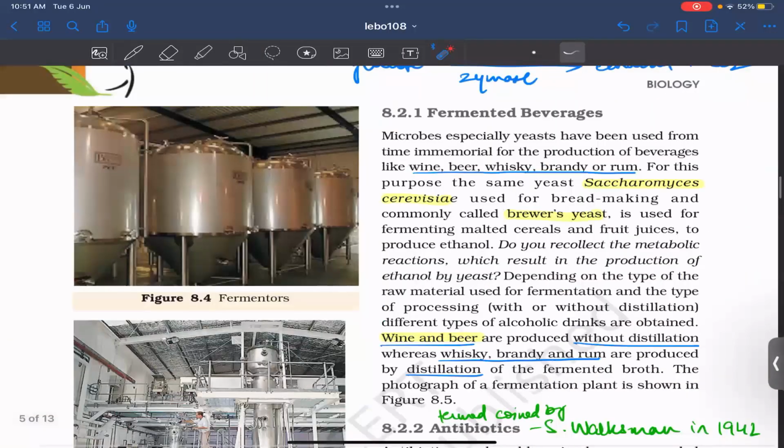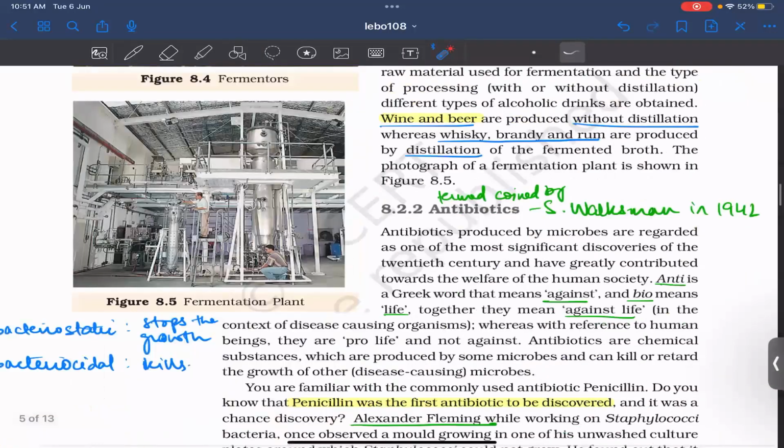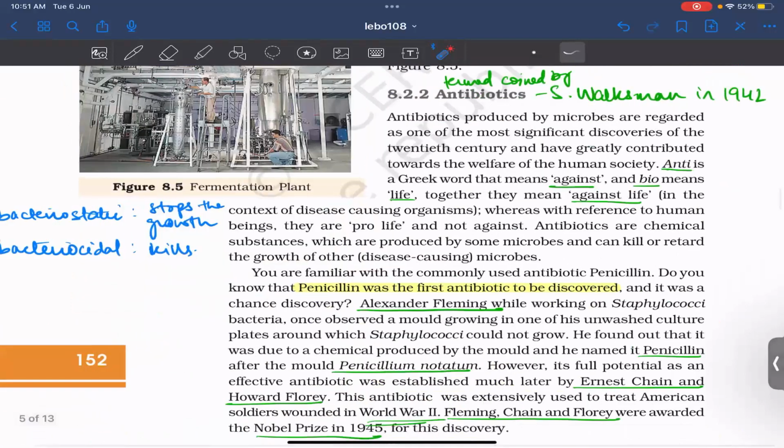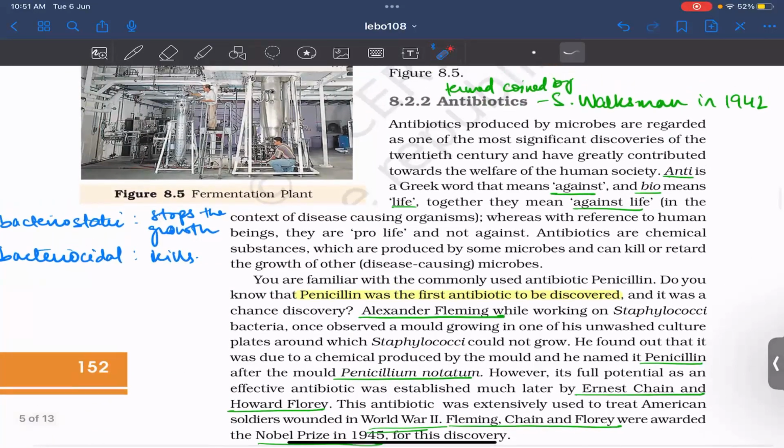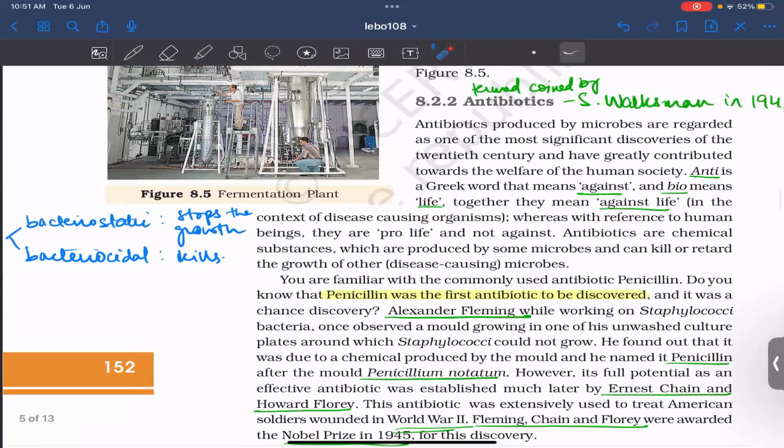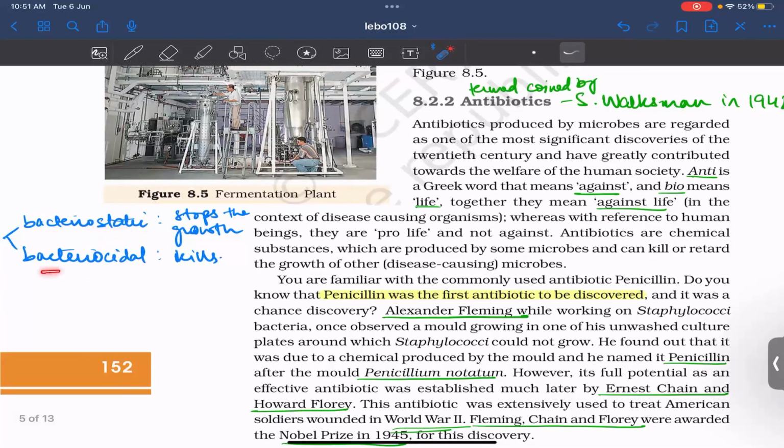Now let's discuss antibiotics. The term antibiotic was coined by S. Waksman in 1942. You need to remember this. Now what is meant by antibiotics? Anti means against and bio means life, so it is against life. Antibiotics can be either bacteriostatic or bactericidal. Bacteriostatic means it stops the growth and bactericidal means it kills.